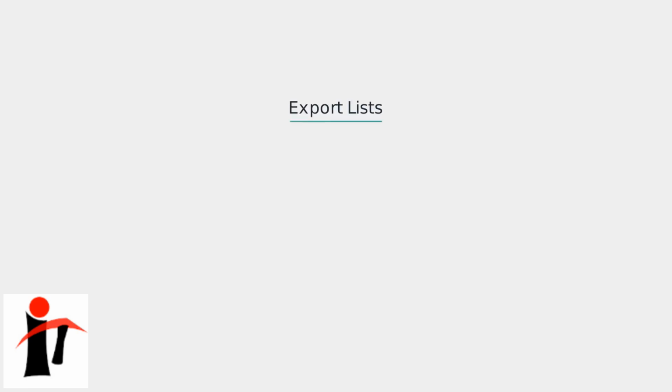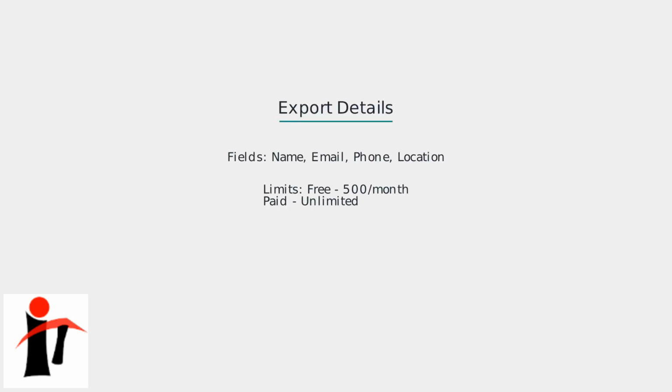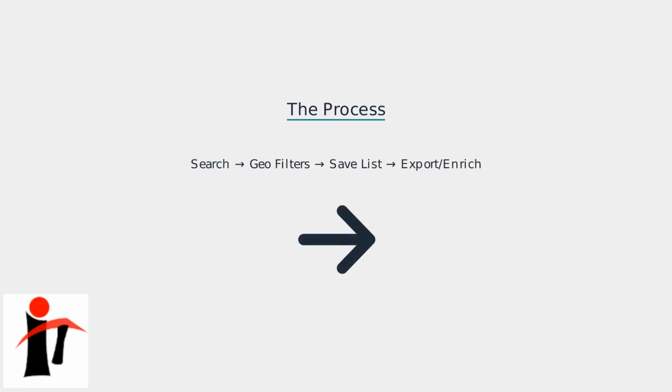Next, you can export your list as a CSV file or directly integrate it into CRMs like Salesforce or HubSpot, enabling seamless lead transfer. When exporting, select desired fields: name, email, phone, location, choose the format, and be mindful of export limits. The free tier allows up to 500 monthly exports, while paid plans offer unlimited exports. The process is search, apply geofilters, save as list, export, enrich.